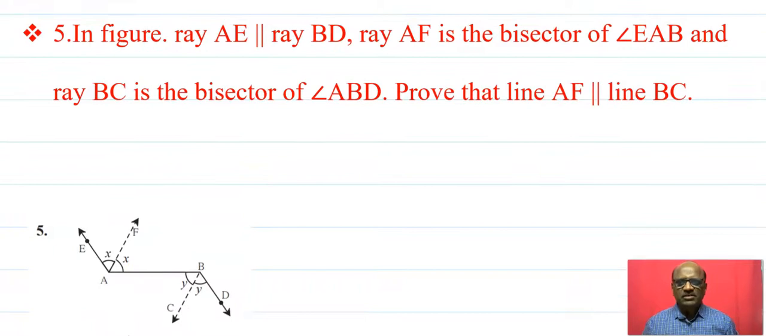Now the next question, number 5. In the figure, ray AE is parallel to ray BD. Ray AF is the bisector of angle EAB, and ray BC is the bisector of angle ABD. Then we want to prove that ray AF is parallel to ray BC.